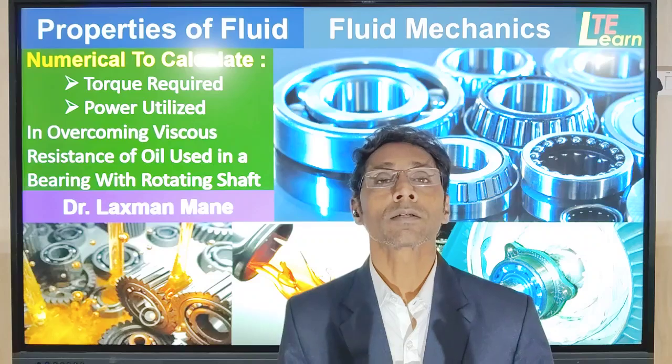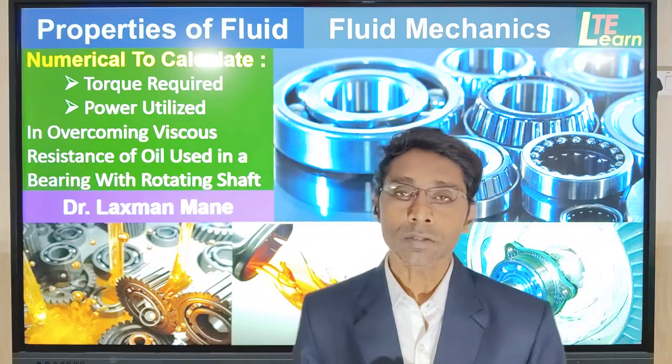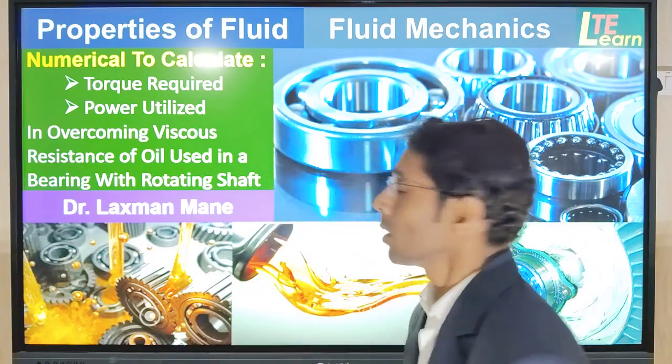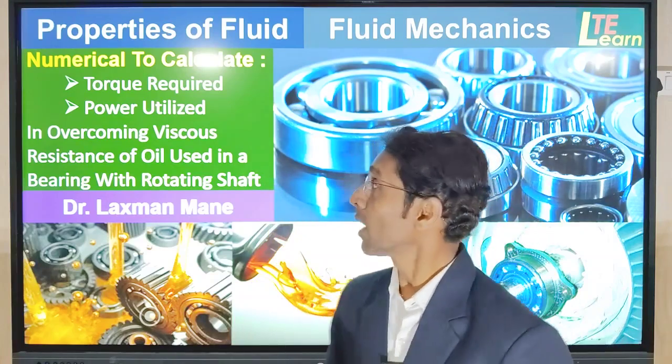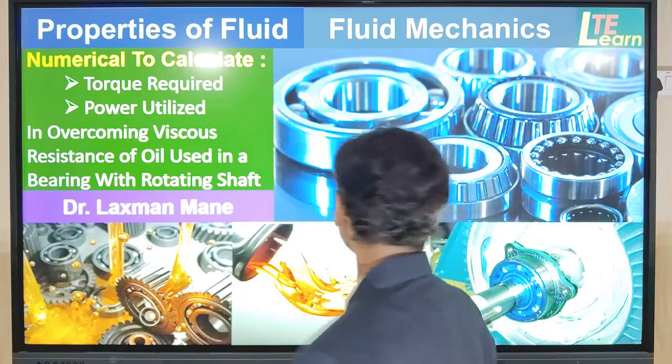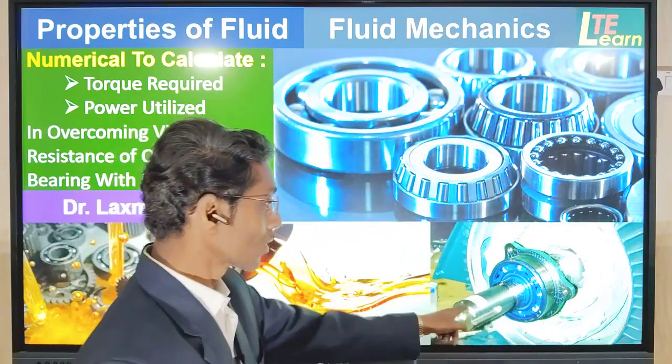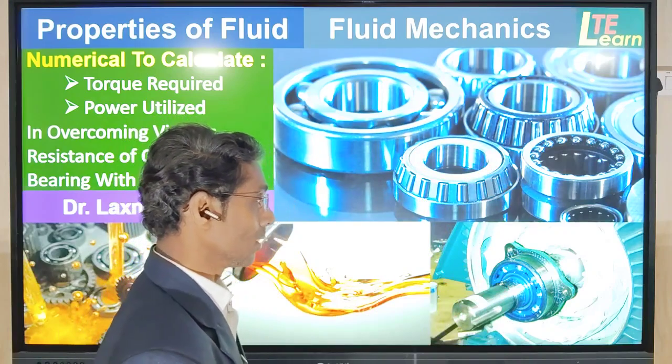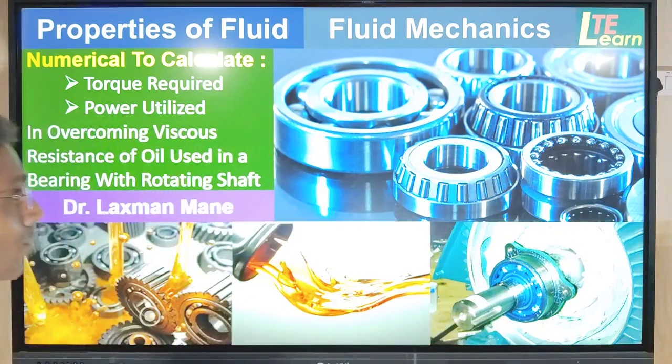In a previous video session, we saw a numerical to calculate the viscosity of oil, which is placed in different applications. In this video session, the viscosity of the oil is given and we have to calculate torque and power. The application is a shaft rotating in a bearing. So let us see the statement of the numerical.